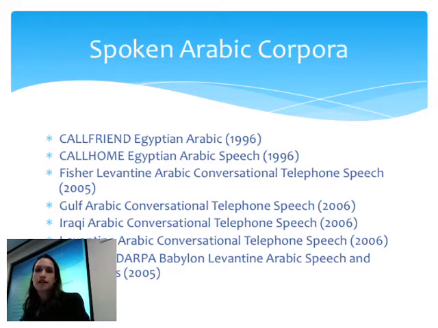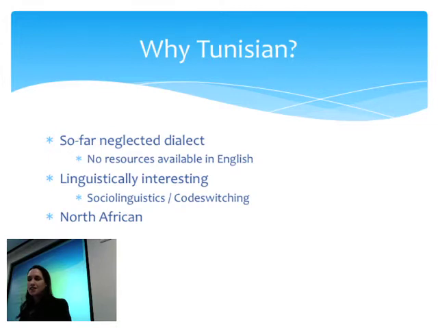These are some of the ones that are already in existence for the Arabic dialects. So you can see Egyptian, Levantine, Gulf, Iraqi, Levantine, probably sensing a pattern and maybe something missing, like a whole continent. So, which brings the question, why am I starting with Tunisian?